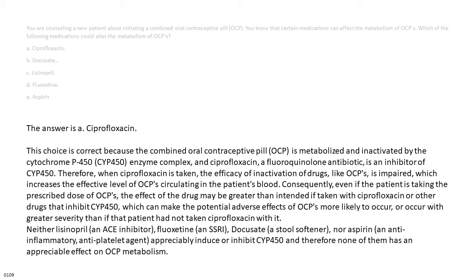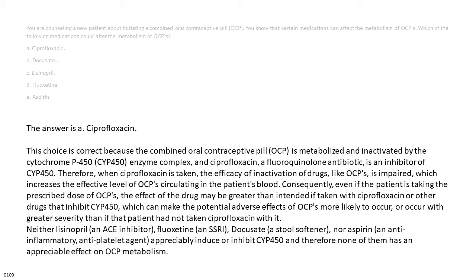The answer is A. Ciprofloxacin. This choice is correct because the combined oral contraceptive pill, OCP, is metabolized and inactivated by the cytochrome P450, CYP450, enzyme complex, and ciprofloxacin, a fluoroquinolone antibiotic, is an inhibitor of CYP450. Therefore, when ciprofloxacin is taken, the inactivation of drugs like OCPs is impaired, which increases the effective level of OCPs circulating in the patient's blood.